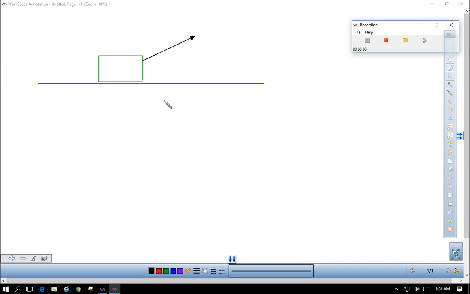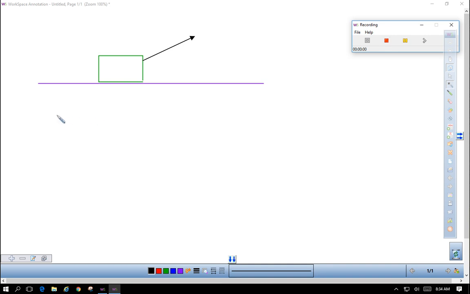The worker pulls with a force of 171 newtons at an angle of 27 degrees with the horizontal. The box has a mass of 37.0 kilograms, and the coefficient of kinetic friction between the box and the floor is 0.500. The acceleration due to gravity is 9.81 meters per second squared. What is the acceleration of the box?